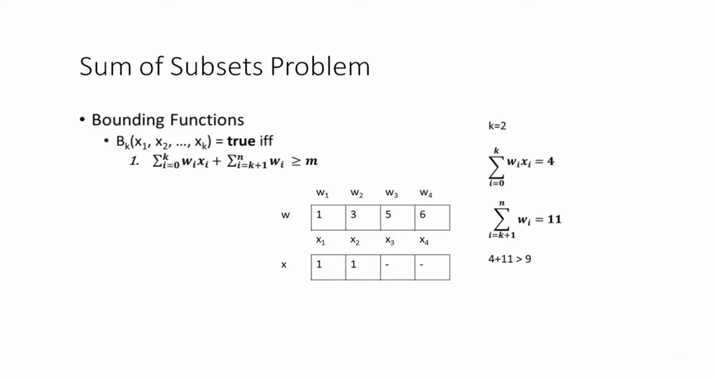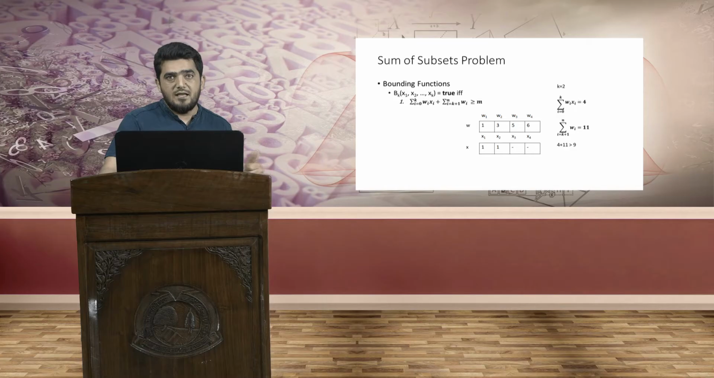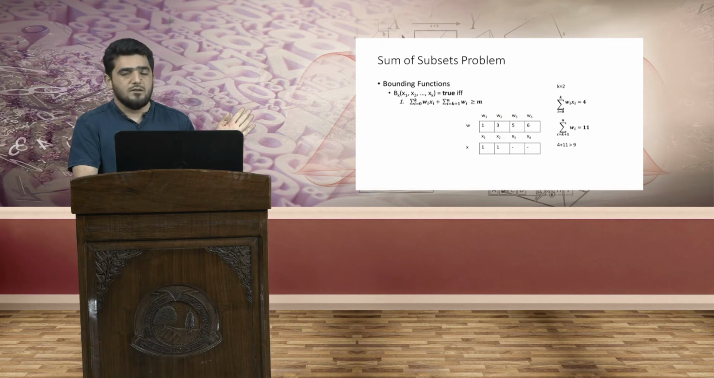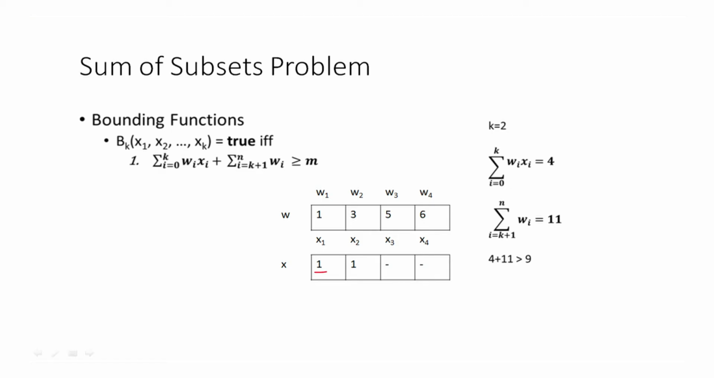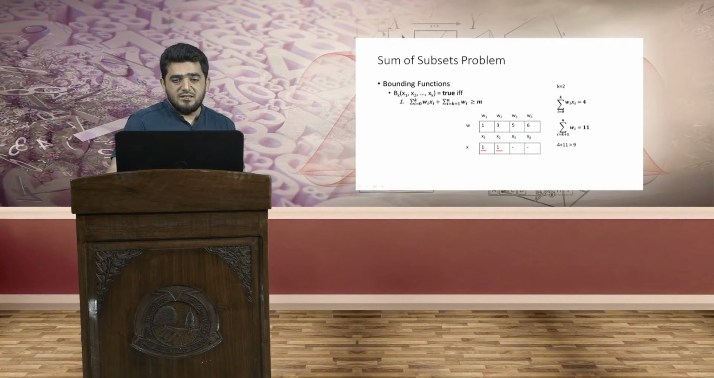So, if we compute this, 4 plus 11 is greater than 9. In our case, as I was saying about the previous example, the sum that we have to consider is 9. So, in this case, if we have chosen x1 equal to 1 and x2 equal to 2, whether we should follow this path to find a solution or not, the bounding function, as we discussed here, is true. Okay, it is a requirement.